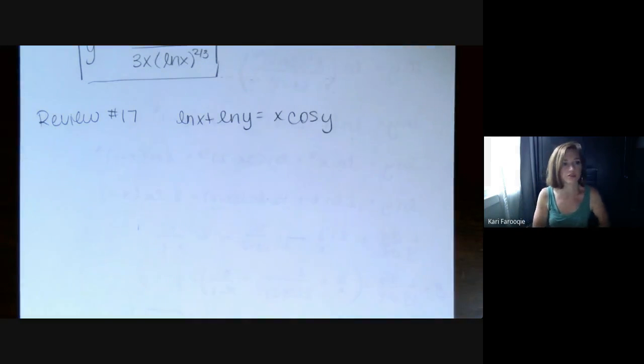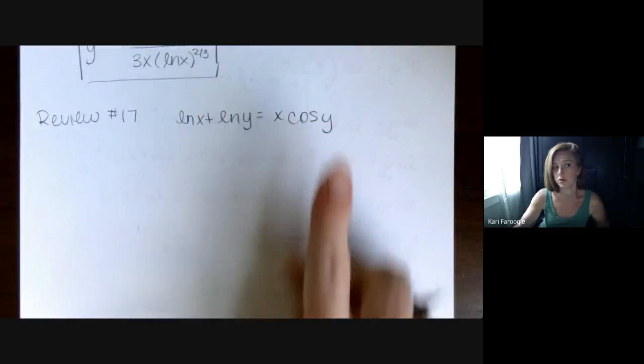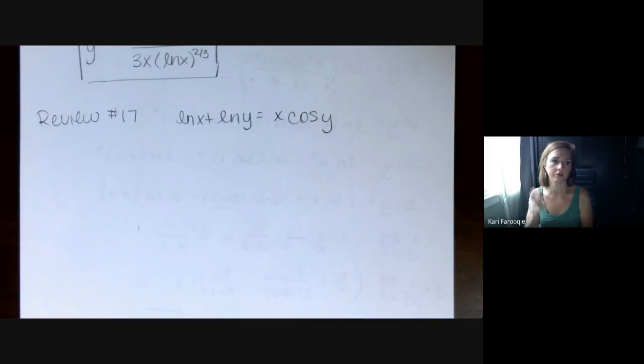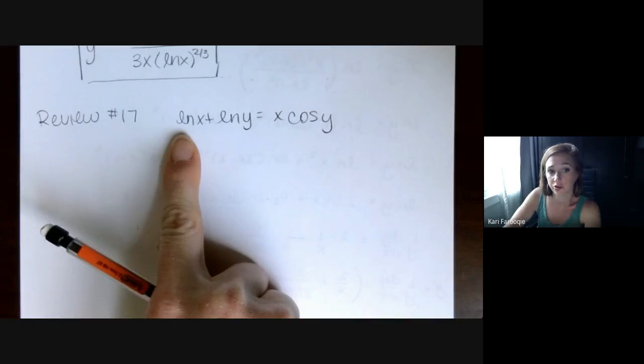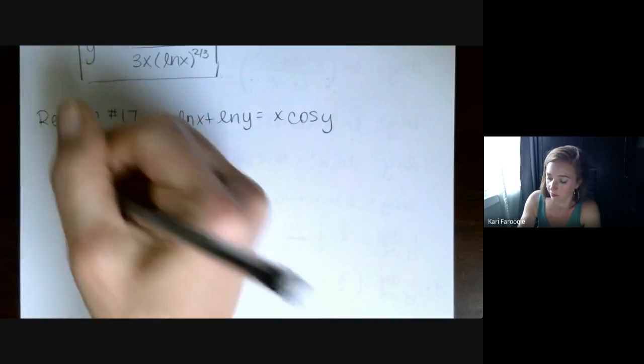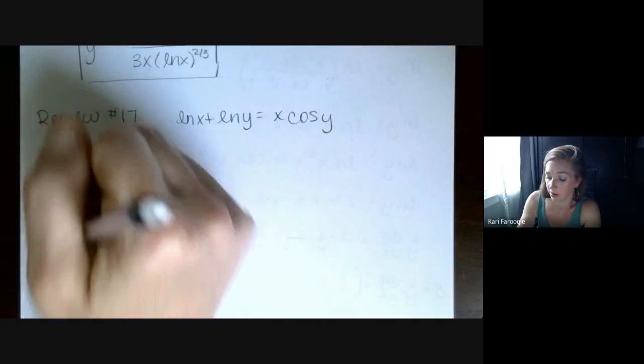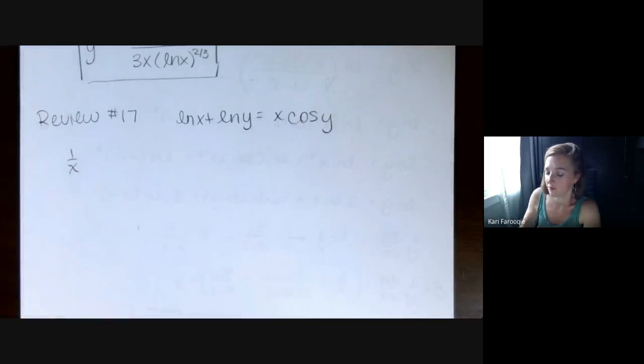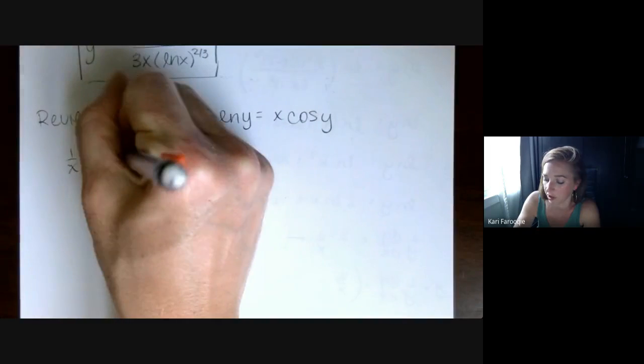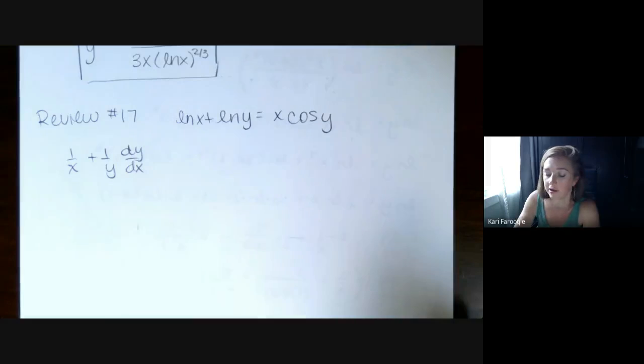So this is great because it not only has natural logs in it, but it also has use of the product rule. This is a really good one to do. All right, so the derivative of the natural log of x is 1/x. The derivative of the natural log of y is 1/y. Don't forget to chain on the dy dx.